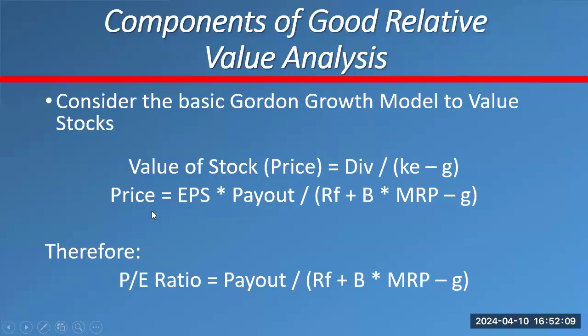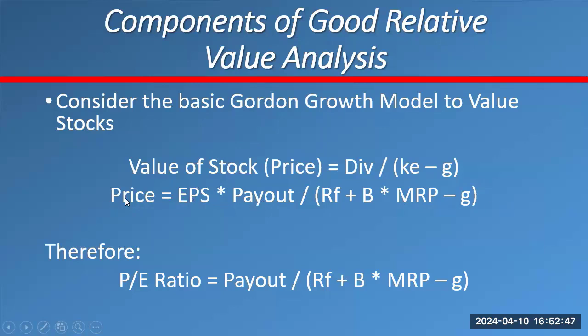So that's what we're looking for. This page, I love this page. What is a PE ratio? So we just learned the value of a stock is dividend divided by KE minus G. Didn't we do that? The dividend discount model. What is the dividend? It's earnings per share times payout. Isn't that the dividend? What is KE? Isn't it risk-free rate plus beta times the market risk premium? How do we get a price to earnings with this formula?